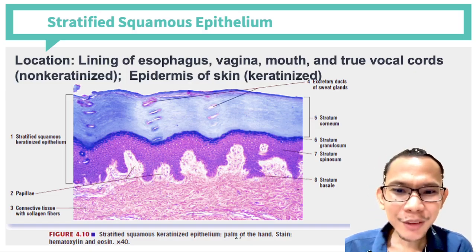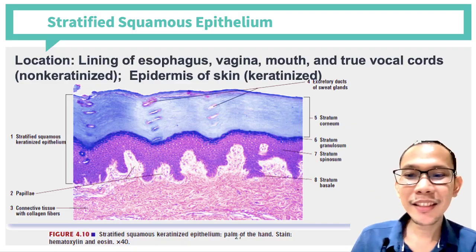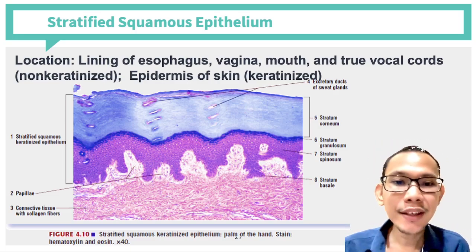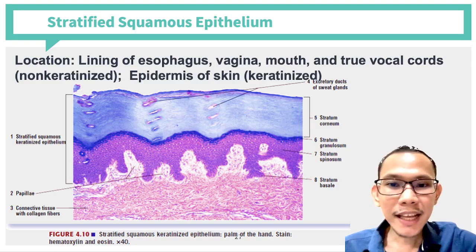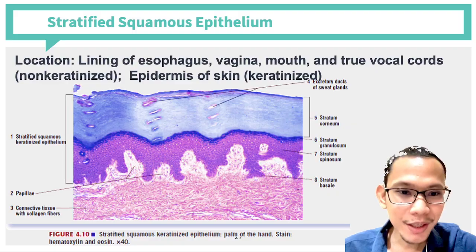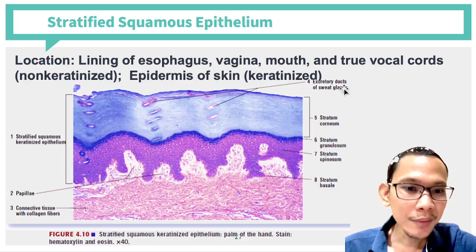Now, we're done with the different simple layers. Now, let's proceed to our stratified layers. You have your stratified squamous epithelium. Again, stratified because you have multiple cell layers. So, this is now the different layers of your skin. You have stratum corneum, granulosum, spinosum, basale.